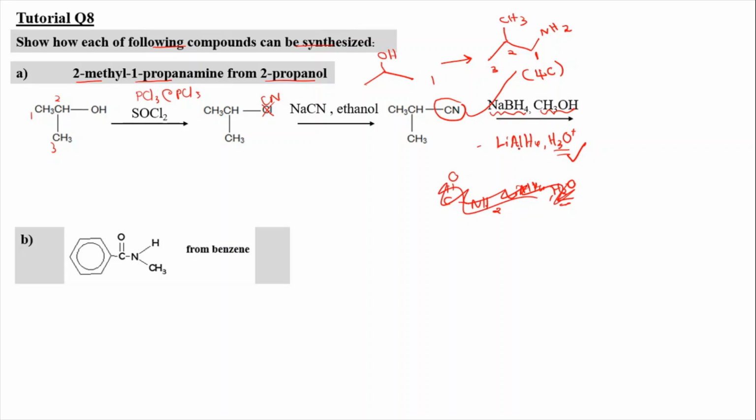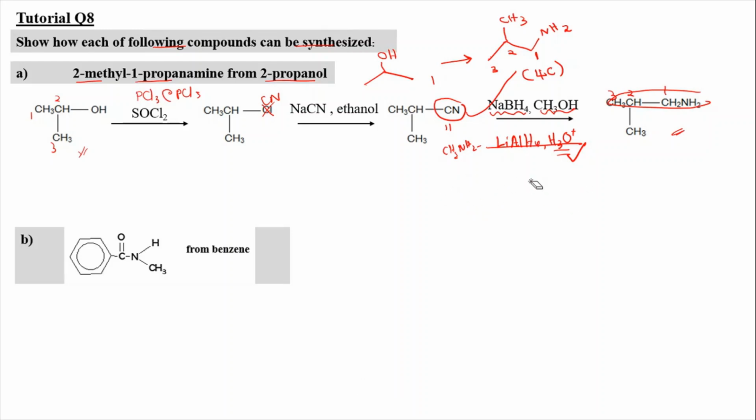Okay, so let's say if you want to be safe, you just want to use NaBH4 in CH3OH, which is methanol. This part here is going to be reduced into CH2 and NH2, and the others will just be copied back again. Okay, so you're going to get 1, 2, and 3. So this is going to give you your propanamine, and then at carbon number 2, which is 1-propanamine, at carbon number 2, you're going to have a methyl group. So this is how you're going to synthesize 2-methyl 1-propanamine from 2-propanol. Okay.